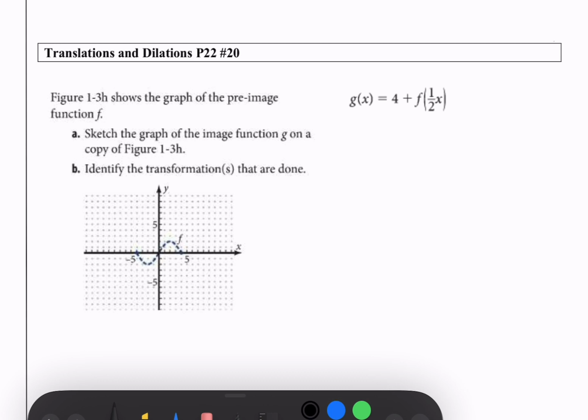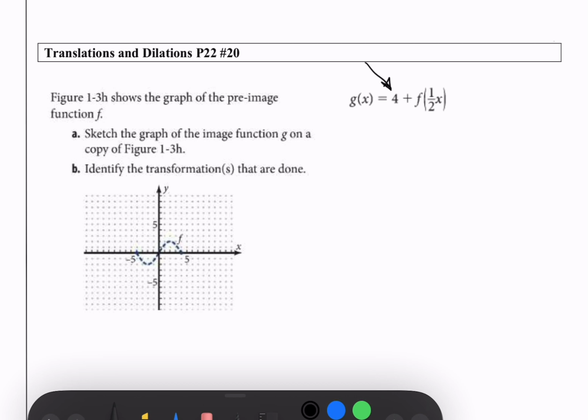All right, another translations and dilations problem, page 22, number 20. This figure of this graph below shows the graph of the pre-image function f. And to the right, we have g of x, which is a function that's performed transformations on f of x. Let's identify those transformations first.